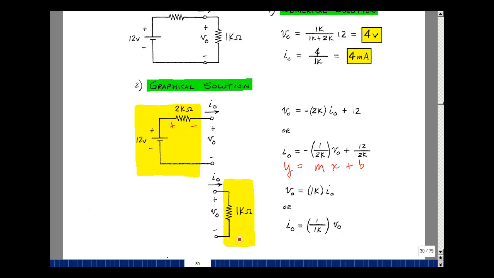What about this circuit element here? Well, let's find V0 and I0 in terms of this part of the circuit. But that's just simply a resistor, so I can use Ohm's law and say that V0 is equal to 1K times I0. But again, I want to plot this on the y-axis and this on the x-axis. So let me solve for I0. It's going to be 1 over 1K times V0. Still an equation of a straight line. Y is equal to mx, but b is equal to 0. This is the slope, and this is the intercept.